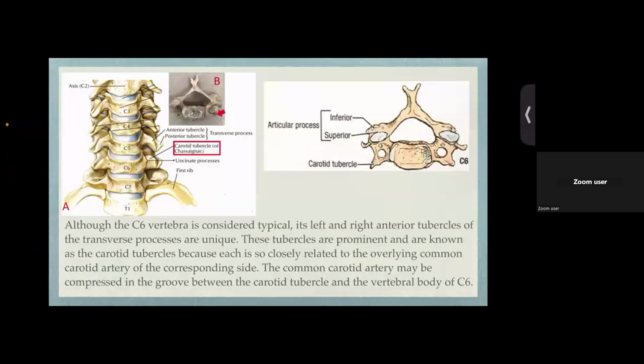A special note as well: even though C6 is considered part of the typical vertebrae, there's a carotid tubercle, where the left and right anterior tubercles are prominent, and the carotid artery is very closely related to this vertebra. Clinically, the carotid artery may be compressed in this groove here.